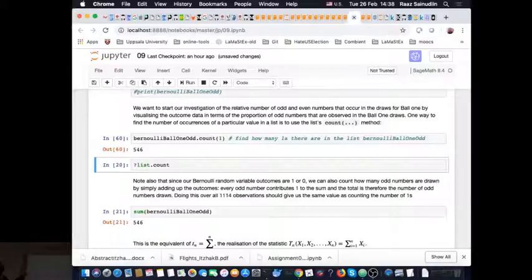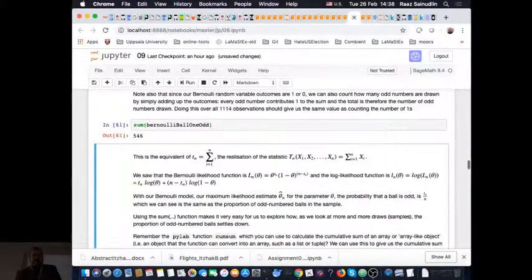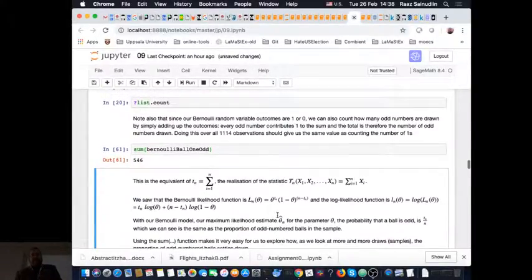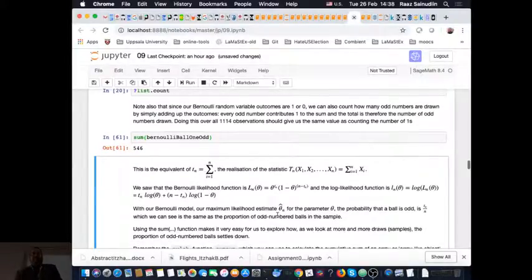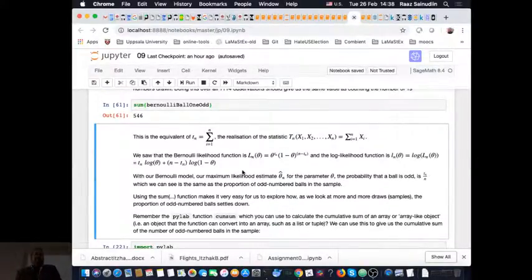The list has many methods, so I can just use the dot count method and count all the ones. So there's 546. Of course, you could also do sum. You can look at the docs for it. Because the others are zeros, sum will also work in this case. So that's how we get our T sub n. We're just in Bernoulli land, except we're now using real data, that's all.